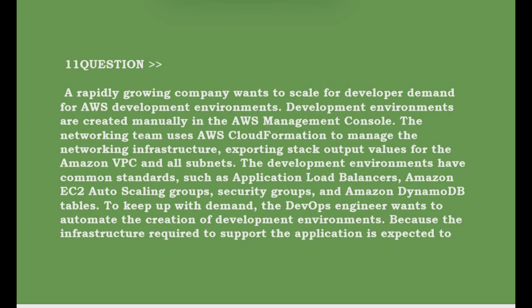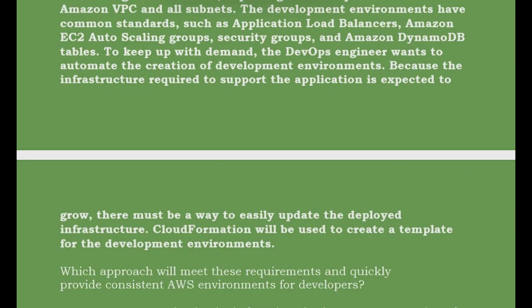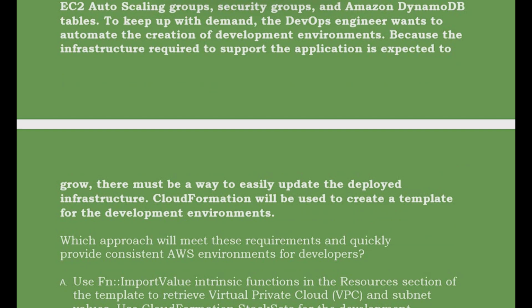To keep up with demand, the DevOps engineer wants to automate the creation of development environments. Because the infrastructure required to support the application is expected to grow, there must be a way to easily update the deployed infrastructure. CloudFormation will be used to create a template for the development environments. Which approach will meet these requirements and quickly provide consistent AWS environments for developers?